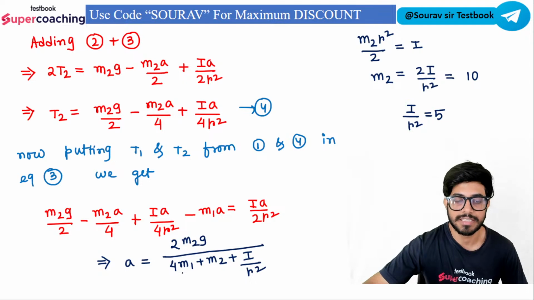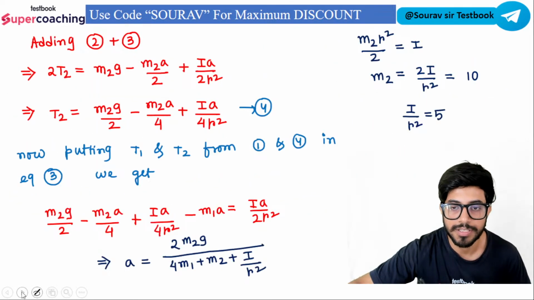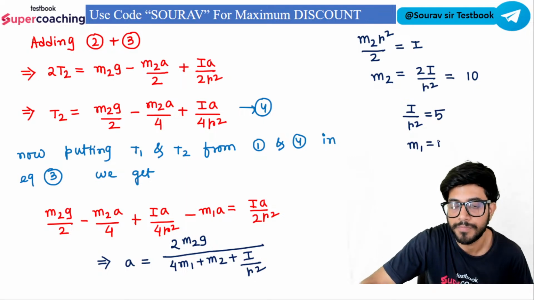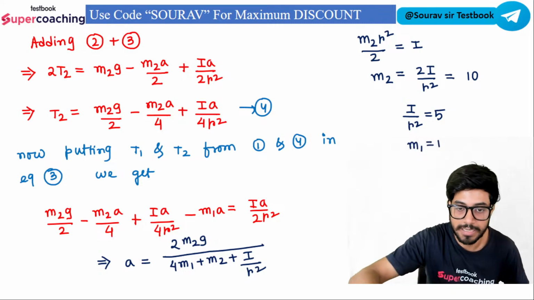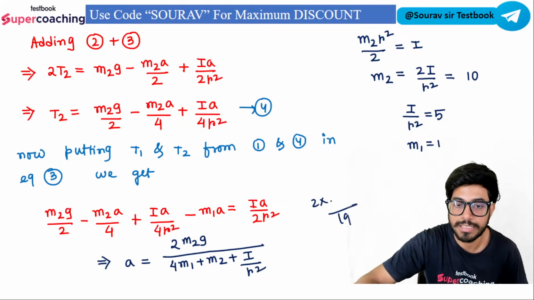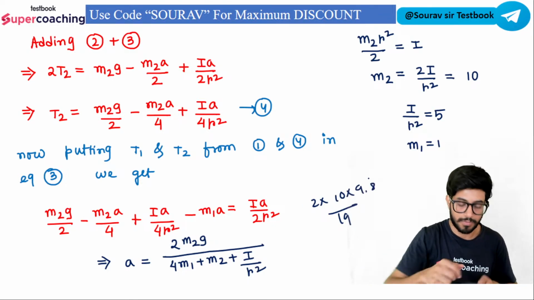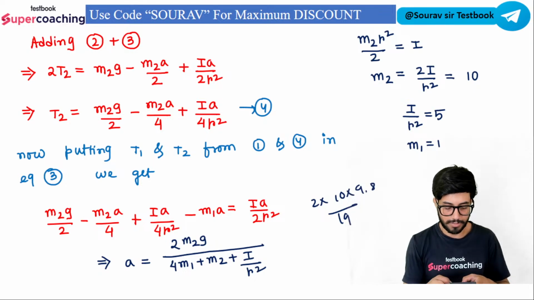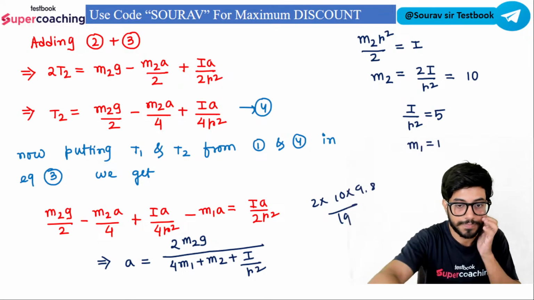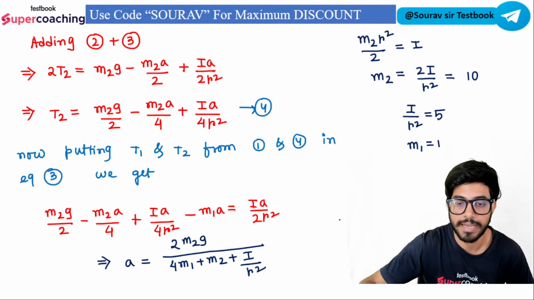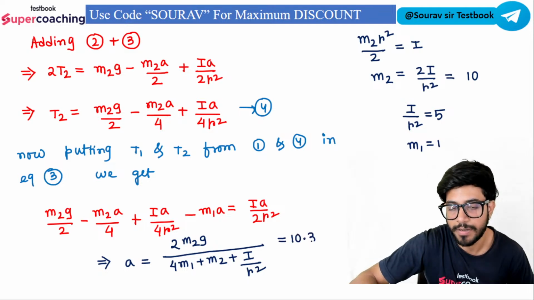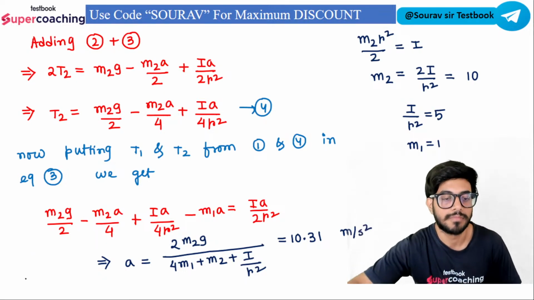This is 5, this is 10, m1 is 1 kg, they mentioned. Good, now do the problem. So 10 plus 5, 15, 15 plus 4, it's 19 in the denominator. In the numerator, 2 into m2 is 10, into g, I can take 9.8. So 2 into 10 into 9.8, divided by 19. The answer is approximately 10.3, so you must get 10.31 meter per second square. This is the acceleration of the block.